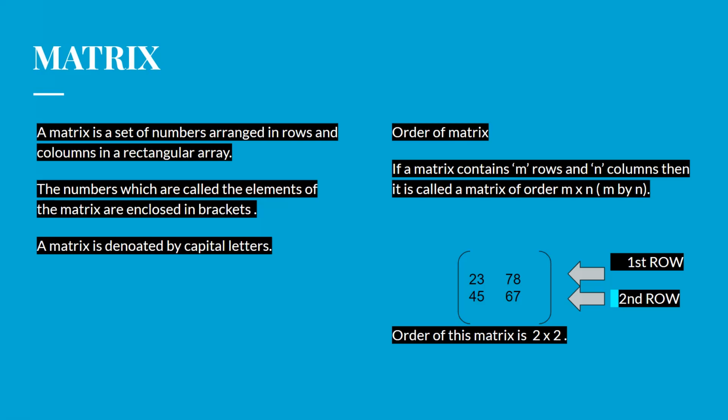So 23 and 45, which are vertical numbers, are called the first column, and 78, 67 is called the second column. When we want to denote the order of a matrix, we first write how many rows there are, then we put a cross sign, and then we write how many columns there are. In this particular case, the order of the matrix is 2 by 2. We don't say 2 cross 2. If there are m rows and n columns, we say m by n.